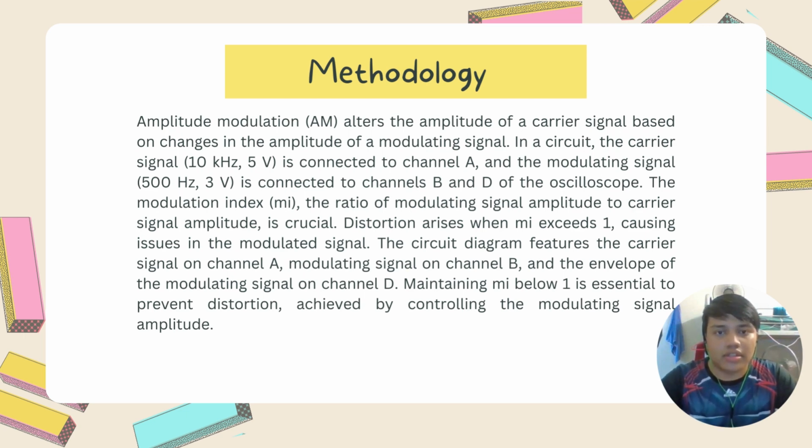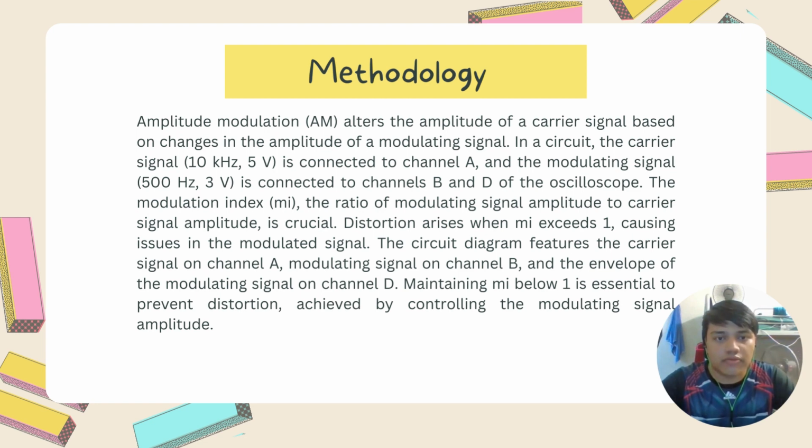Amplitude modulation alters the amplitude of the carrier signal based on changes in the amplitude of a modulating signal. In the circuit, the carrier signal of 10 kHz and 5 volts is connected to channel A, and the modulating signal with 500 Hz frequency and 3 volts is connected to channel B and D of the oscilloscope. The modulation index, MI, the ratio of modulating signal amplitude to carrier signal amplitude, is crucial. Distortion arises when MI exceeds 1, causing issues in the modulated signal.